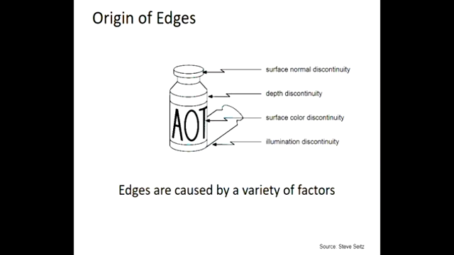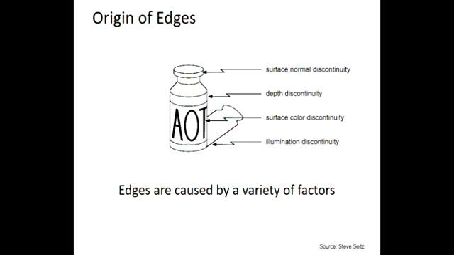So edges can come about from a variety of factors. You can have a surface normal discontinuity. Like when you're looking at the corner of a building, or in this example, the corner of the top of the bottle. You have the same material, but it's at two different orientations, and because it's facing the light source at different angles, you get a sharp boundary due to the sharp change in the surface normal.